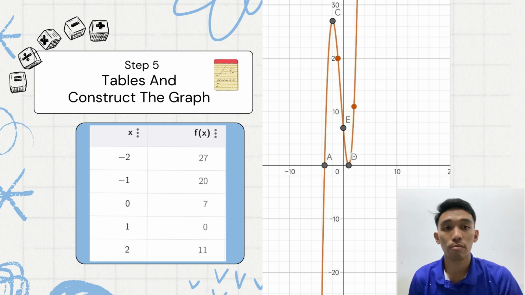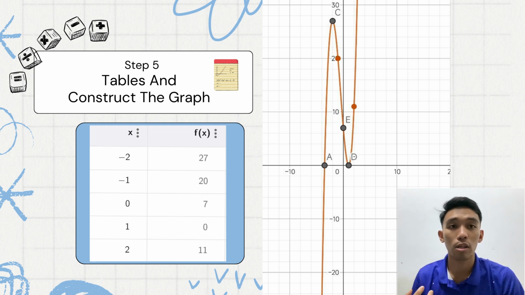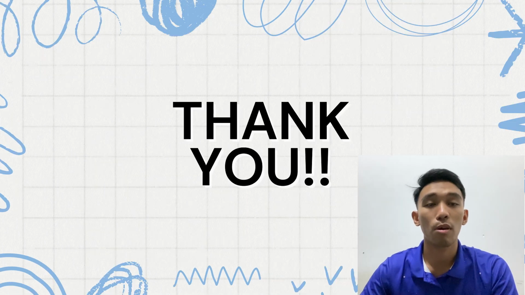At the stationary points, we can see the highest point is 27 for y and the lowest point is 0. On the graph, the highest point is C, and the lower points are A and D. That's how to solve for the maximum and minimum points, or the inflection point. That's all from our group.